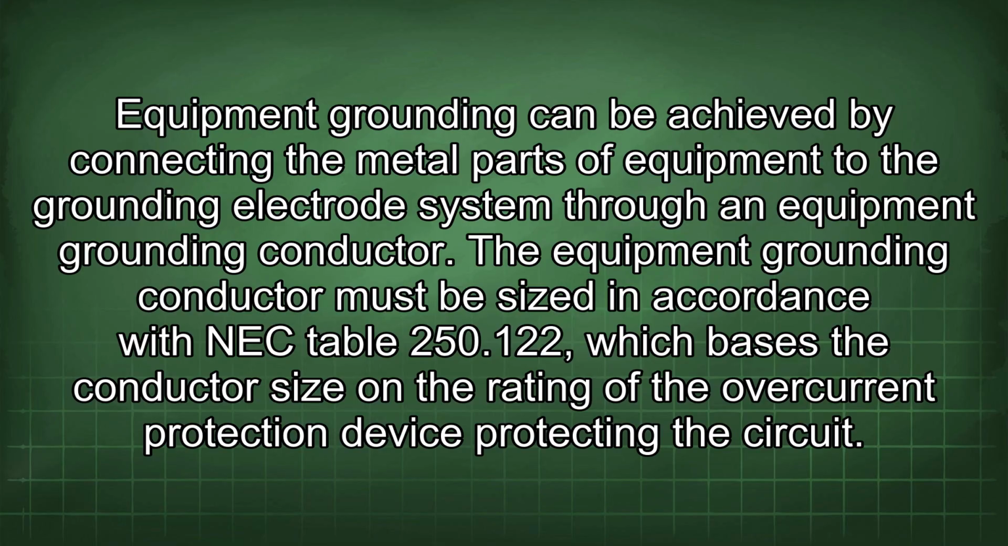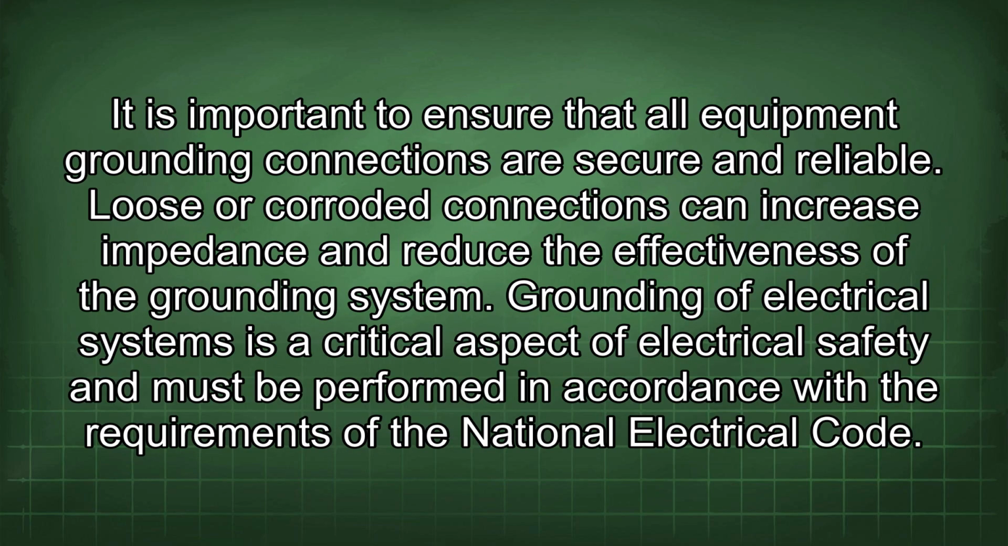250.122, which bases the conductor size on the rating of the overcurrent protection device protecting the circuit. It is important to ensure that all equipment grounding connections are secure and reliable. Loose or corroded connections can increase impedance and reduce the effectiveness of the grounding system.